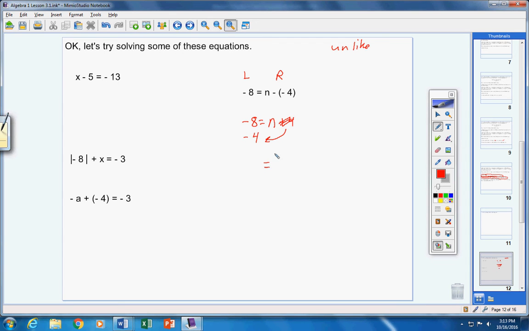Bring down your equal sign. Over here I'm left with n. Here you owe me 8, you owe me 4 more, so now you owe me 12. So your answer is -12. Now, let's see if that's right. Let's check our answer. Where the n is, we're going to put -12. So -8 equals, here's my n, parentheses, -12.